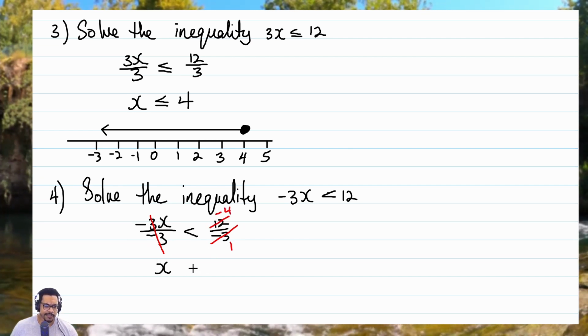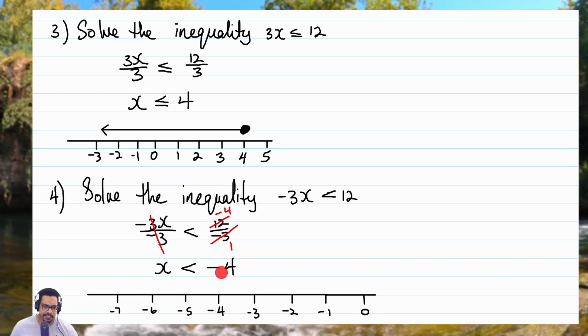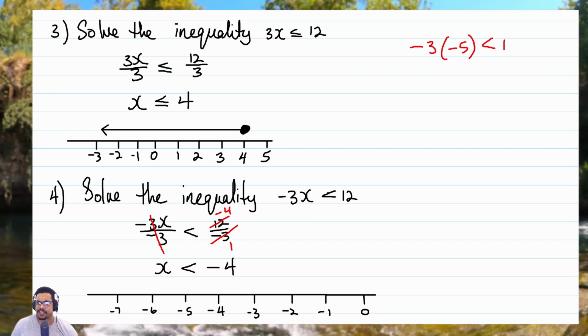So I'll get x is less than negative 4. But there's a problem with this answer, because this is saying that x is less than negative 4. Less than negative 4 would mean going to the left. So that would be negative 4 going left, which would be negative 5, negative 6, and negative 7. Now if I substitute negative 5 into this inequation where x is, we'll have negative 3 multiplied by negative 5 is less than 12. Negative 3 by negative 5 is positive 15, and the sign will be less than 12. And obviously this is wrong, because 15 is more than 12.